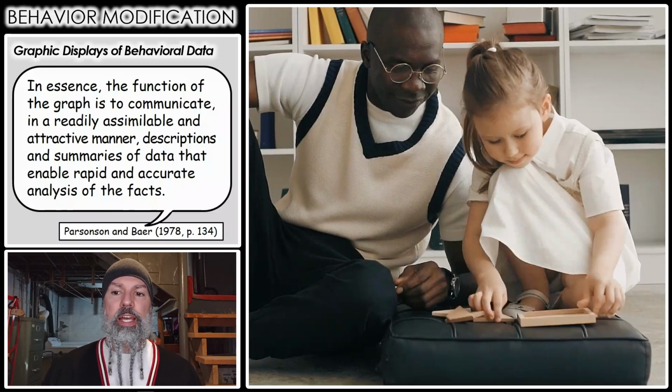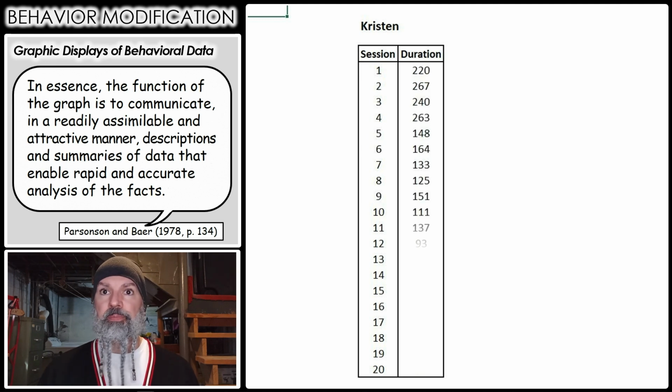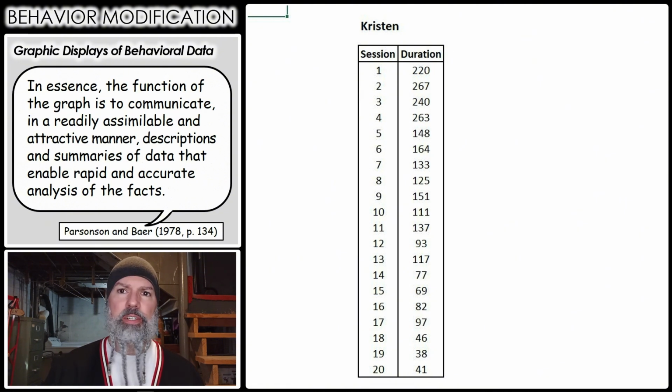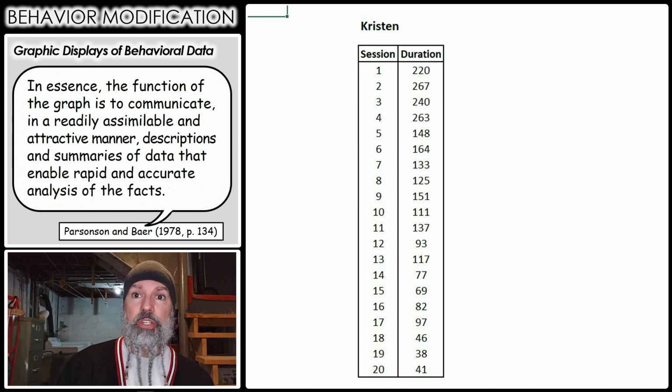Well, you can collect data over a number of different sessions. So again, this is hypothetical data for a client named Kristen. And over 20 sessions, we recorded the duration that it took her to complete that puzzle in each session. And here are the numbers. And as you can imagine, looking at these numbers, it's very difficult to understand. Has there been a change in the behavior? What direction has the behavior changed in?